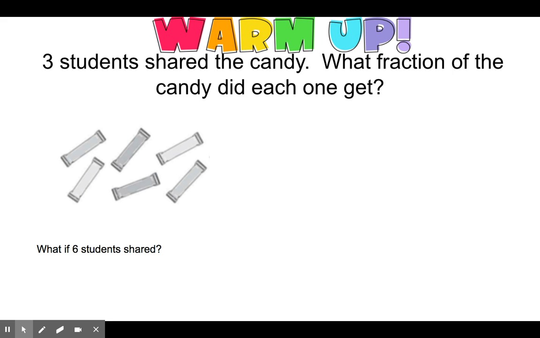So, if three students shared this candy, what fraction of the candy did each one get? Okay, and don't give me just like 3 or 2, give me the fraction. Okay, and then what if 6 students shared this? What fraction would each of them get?